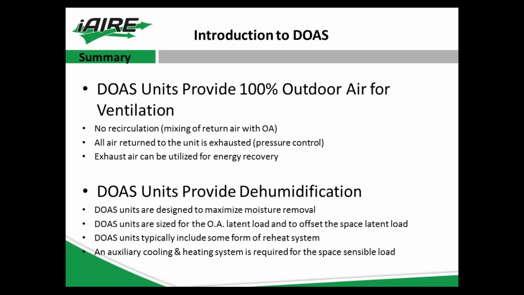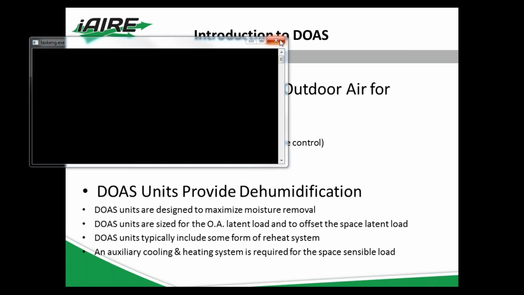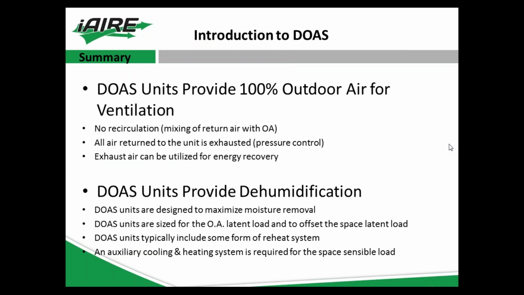So just to provide a little summary, I won't touch too long on these because I feel like I've hammered them home a little bit. But again, a true DOAS system is 100% outdoor air. It's going to be no recirc. All of the air that is returned to the unit is exhausted, even if there is an energy recovery wheel. And then also that you're going to be able to provide pressure control with that, and then that exhaust air can be recovered.